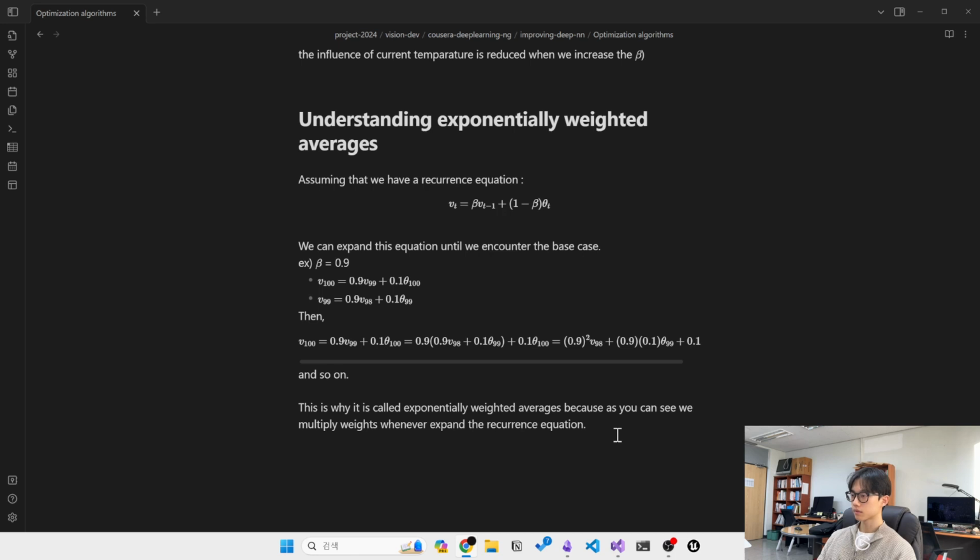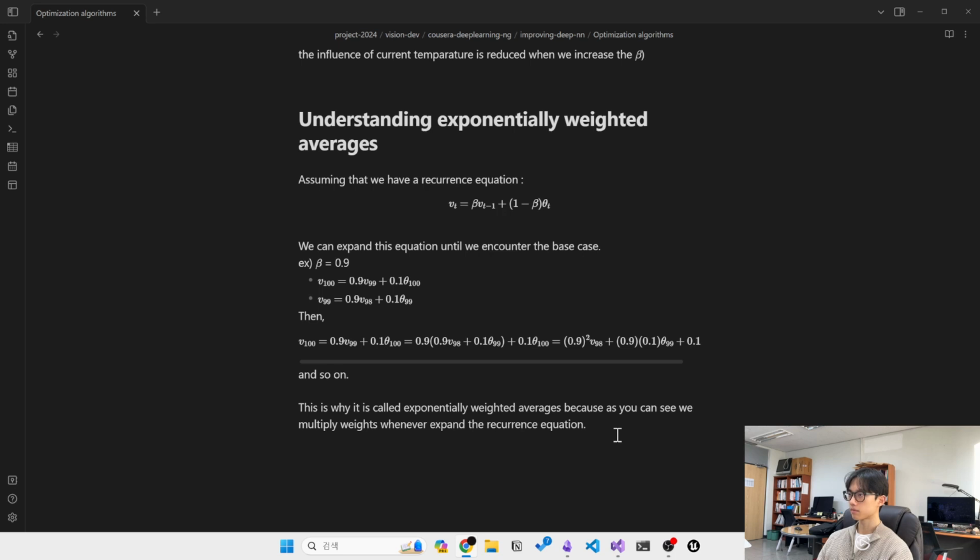And the way you compute V100 is you take the element-wise product between these two functions and sum it up. So you take this value, theta 100 times 0.1, times this value, theta 99 times 0.1 times 0.9, that's the second term, and so on. So it's really taking the daily temperature, multiplying with this exponentially decaying function, and then summing it up. And this becomes your V100.